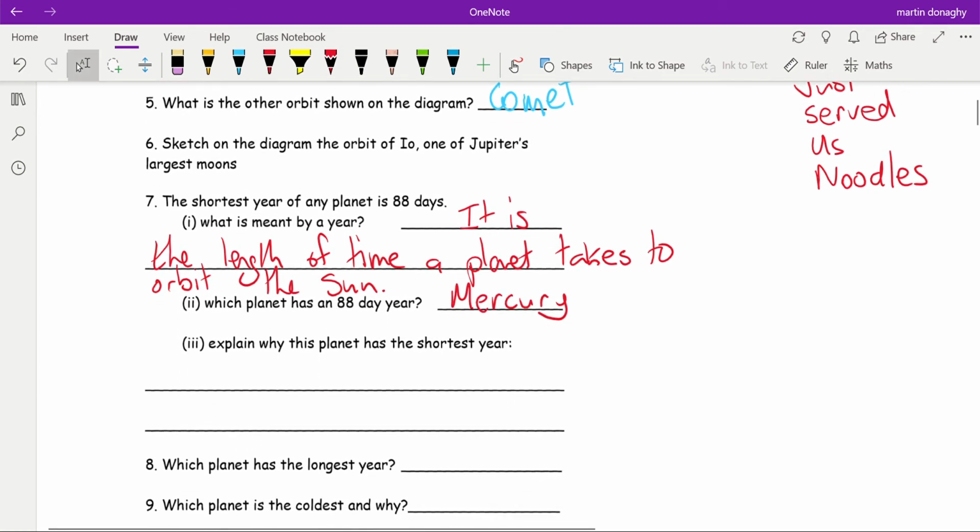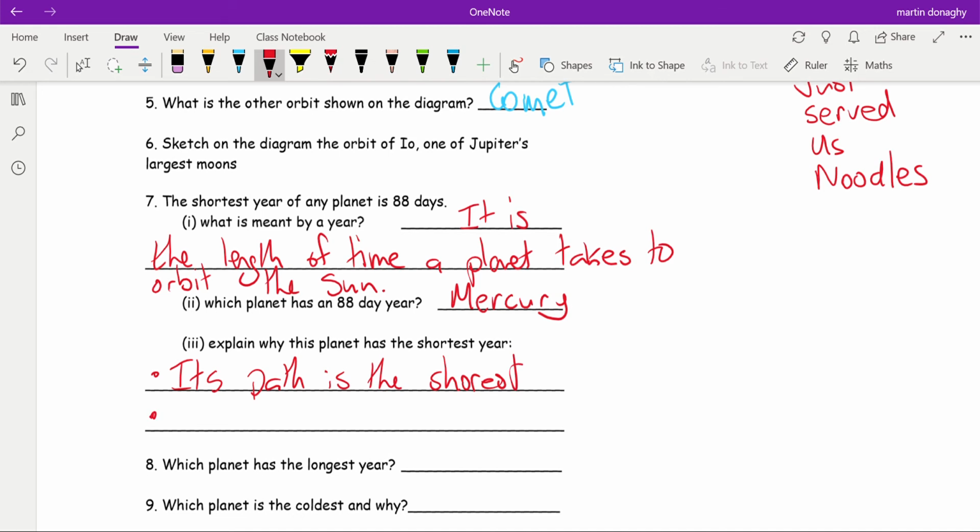Explain why this planet has the shortest year. 2 key things. It's the closest to the sun, so its path is the shortest. But it also has the largest speed or velocity. If Mercury travels slowly, the sun's gravity is so strong that it would just be pulled into the sun, so it has to travel fast to be able to exist that close to the sun.